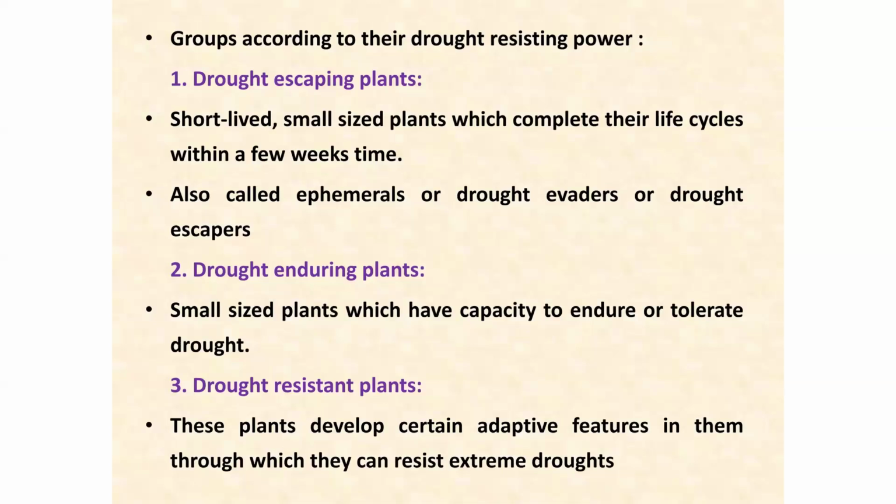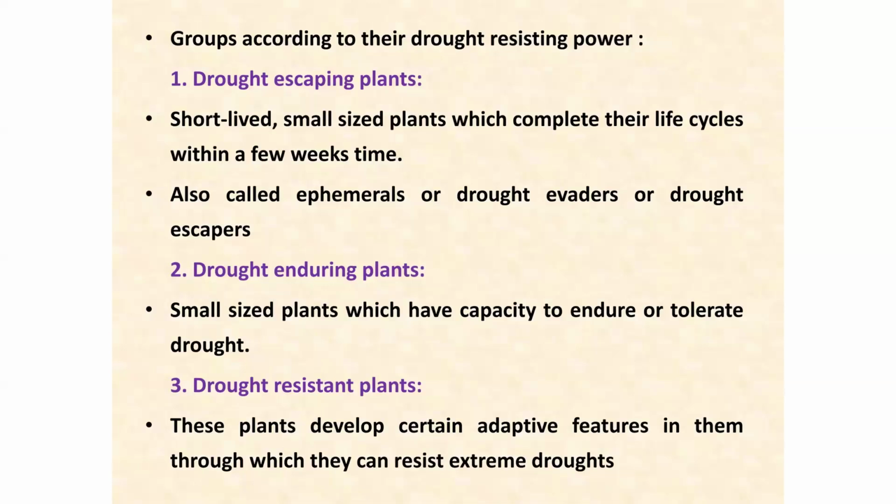The next are also small-sized plants, which have the capacity to endure or tolerate the drought. And then the drought resistant plants. These plants develop certain adaptive features through which they can resist extreme drought conditions.